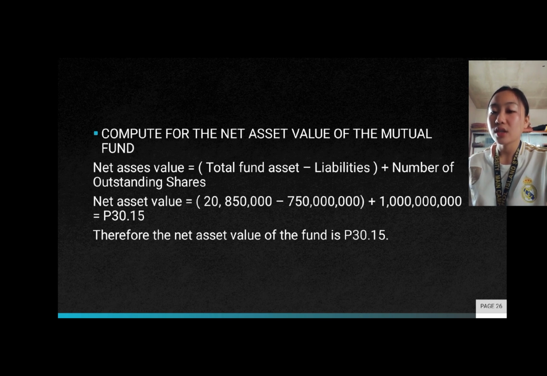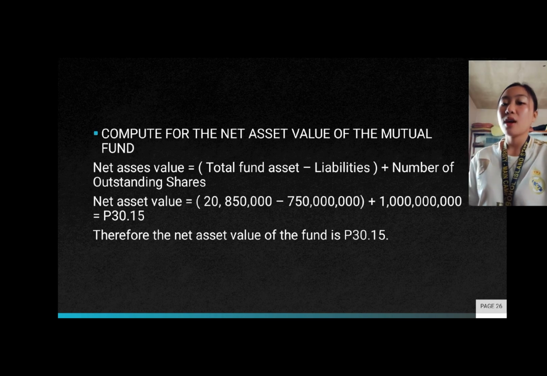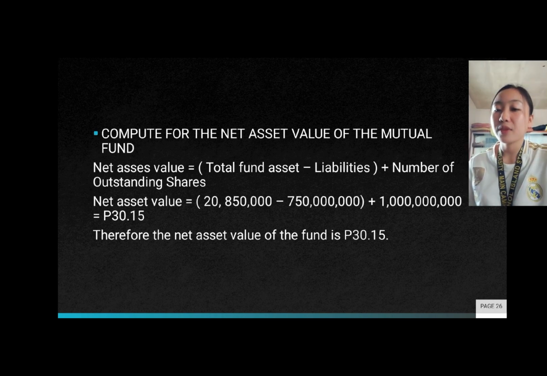So the net asset value is 20,850,000,000 minus the 750 million, divided by 1 billion, which is equal to 20.10 pesos. Therefore, the net asset value is 20.